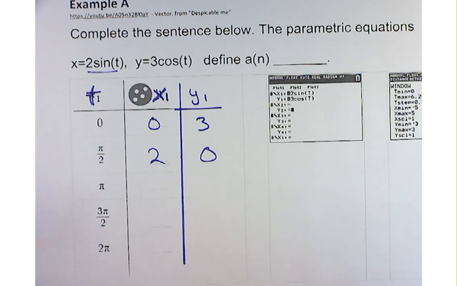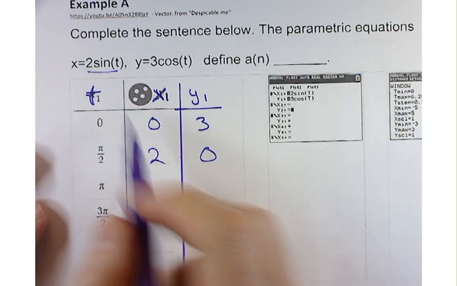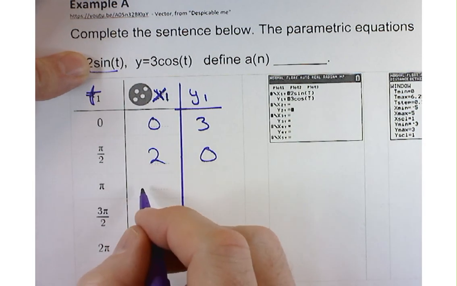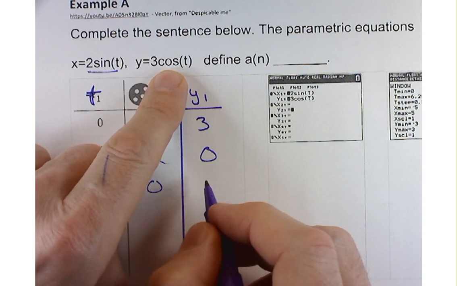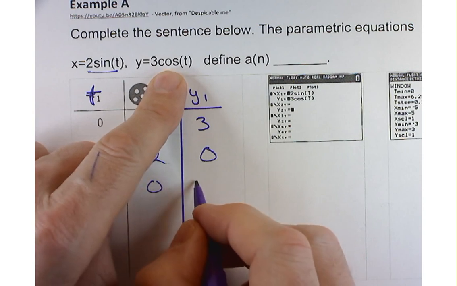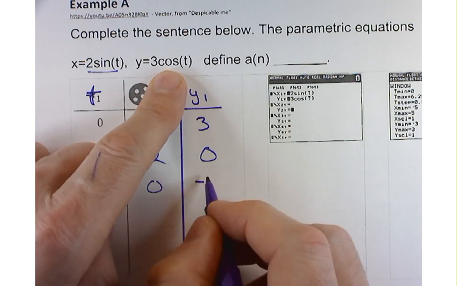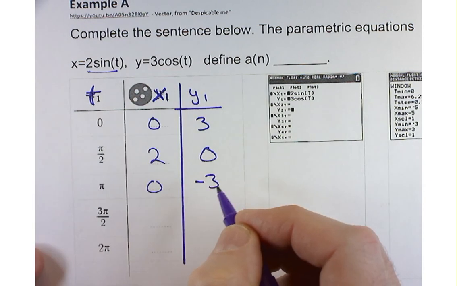Let's move over to pi. Sine of pi is 0, times 2 is still 0. What about cosine of pi? Negative 1. So I'll end up with a negative 3 here.